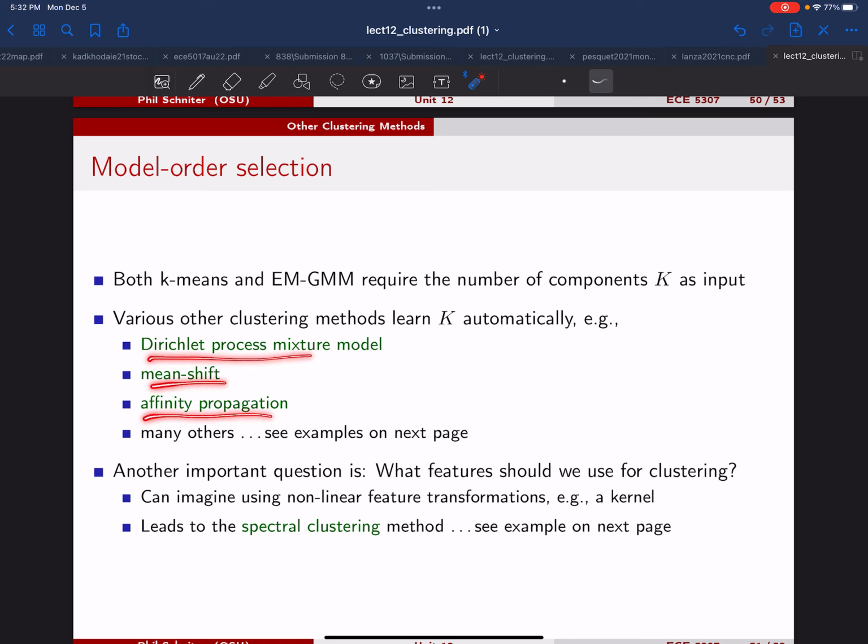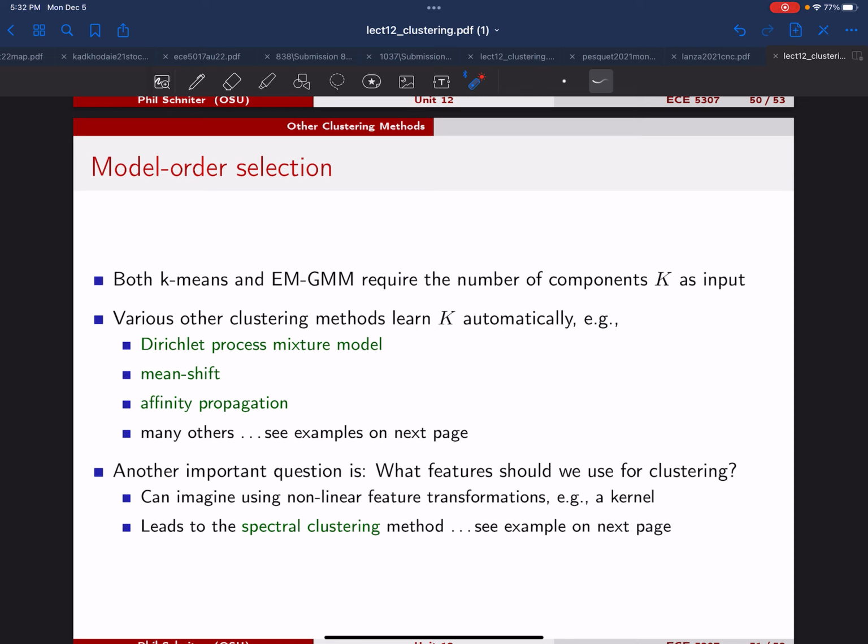These are just a few. We'll show you some examples on the next page. But that is one issue for k-means and EM-GMM. There are some approaches that have been proposed to try to address that in those algorithms, sort of like extra steps you can take.